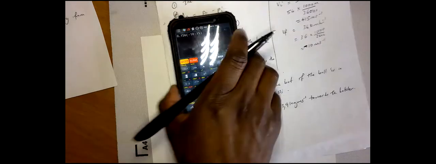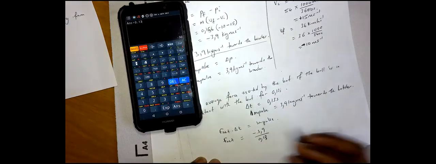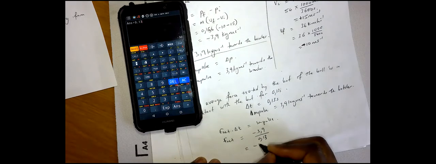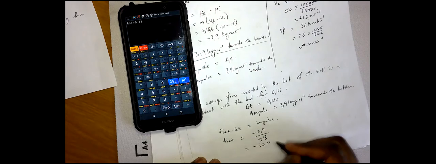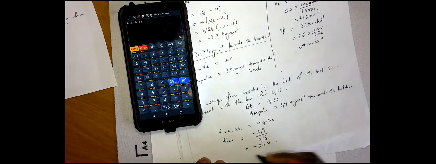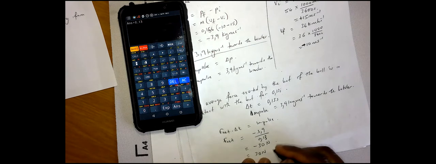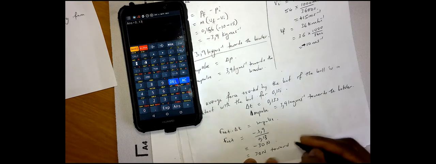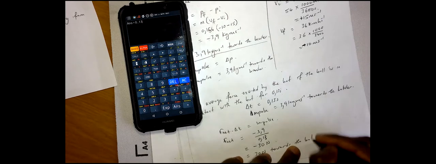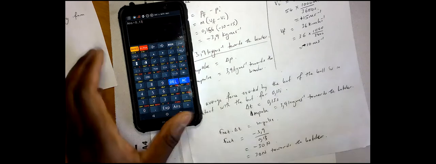Okay, so let's divide this one by 0,13. What do we get here? We get negative 30 Newton. So why is it negative? Because it's towards the bed. Remember, 30 Newton towards the polar. Okay, that's what we have there.